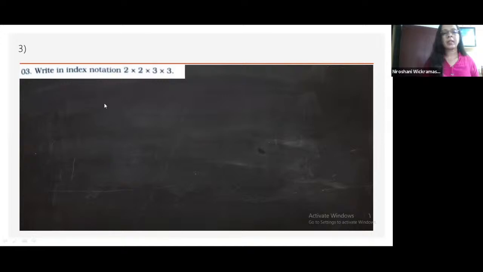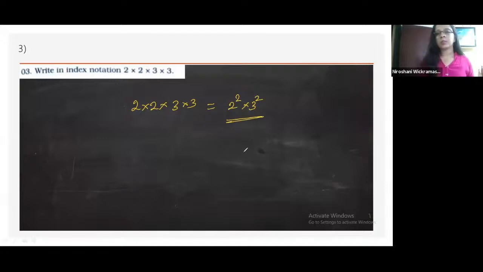Write in index notation 2 into 2 into 3 into 3. This is from the indices lesson. Then 2 to the power 2, 3 to the power 2. So, 2 to the power 2 into 3 to the power 2.